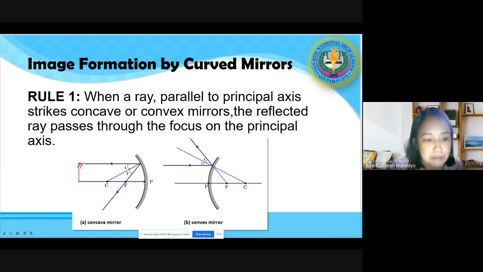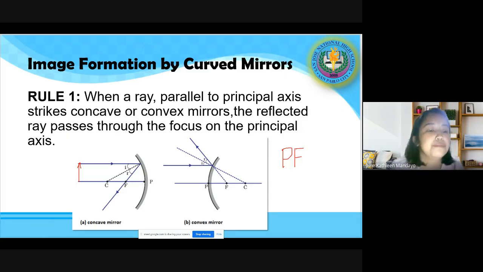Okay, kahit saan pa yung point, kahit galing pa yun dito sa gitna, pag tumama siya dito, since it's parallel, papunta siya lagi sa focus. Kasi nga, di ba, sabi natin, concave is a converging mirror. Okay, so that is rule number 1. Again, we call this the PF rule. Ito ay gawa-gawa ko lang para madali lang nating matandaan.